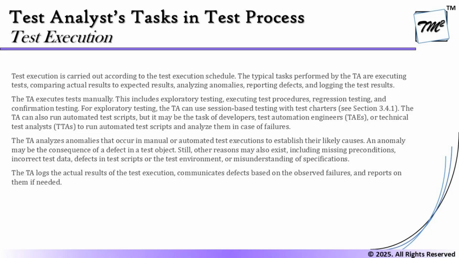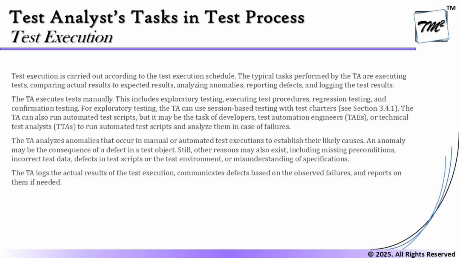Well, to add further to this, of course, the test analyst analyzes anomalies that occur in manual or automated test execution to establish their likely causes. An anomaly may be the consequence of a defect in a test object. Still, other reasons may also exist, including missing precondition, incorrect test data, defect in the test script or the test environment, or misunderstanding of the specification.